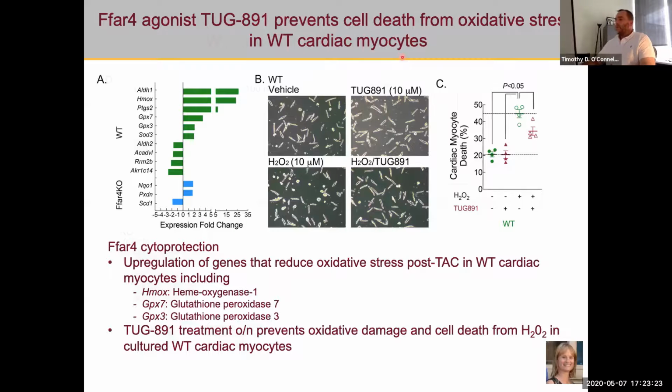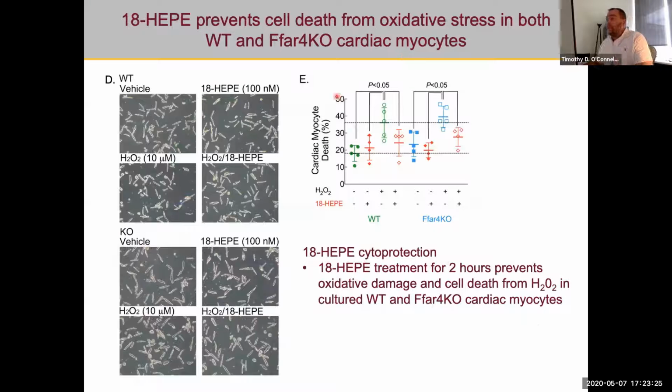Now, mechanistically, we were interested in what role 18-HEAT might play. So we did the same experiment, in this case, in wild-type and knockout cardiac myocytes. In both cases, we can see that hydrogen peroxide increases cell death. That's shown here in the summary data. Here's the increase in cell death in the wild type and in the KO. If we pretreat the wild-type and KO cells with 18-HEAT for 2 hours prior to hydrogen peroxide, you can see it attenuates hydrogen peroxide-induced cell death.